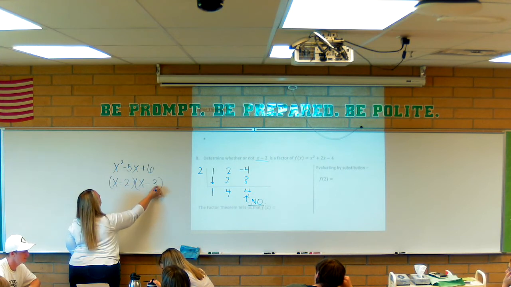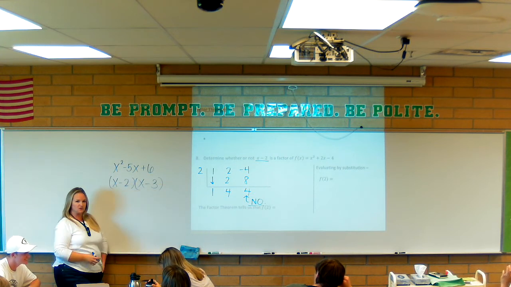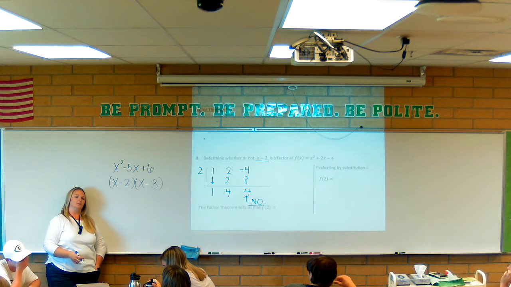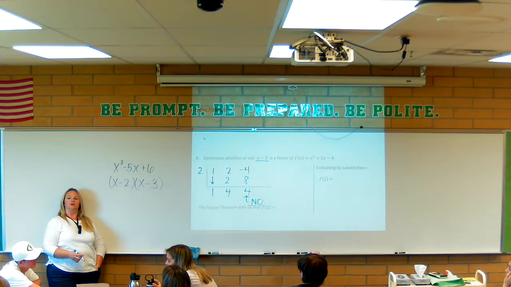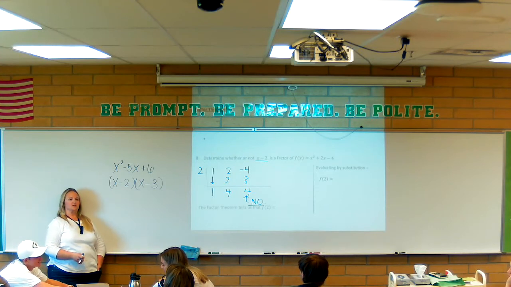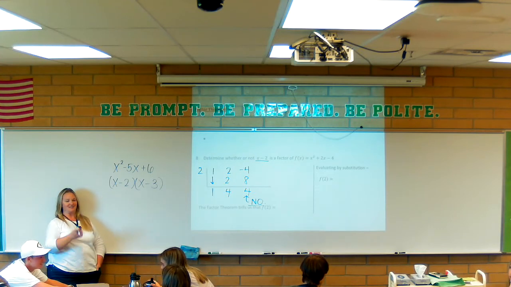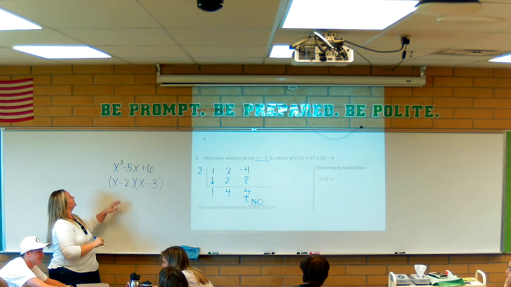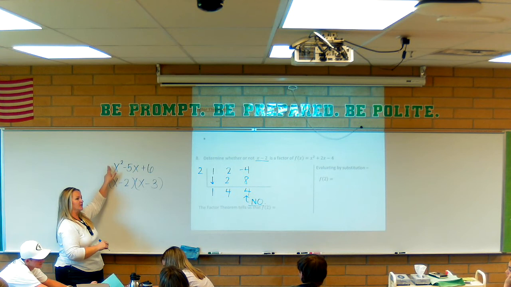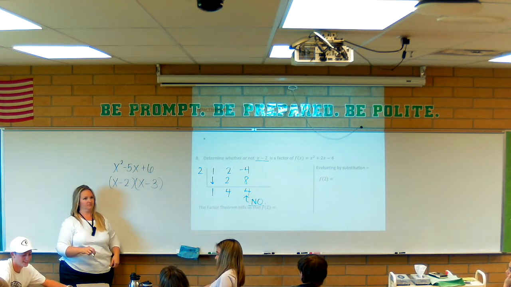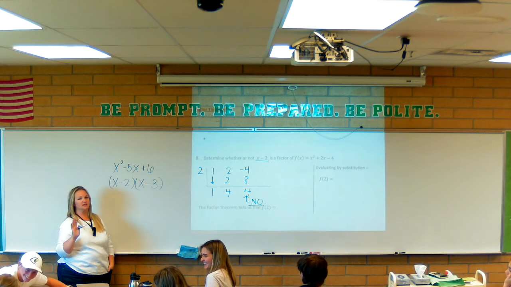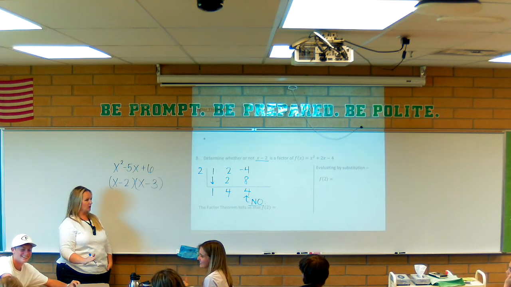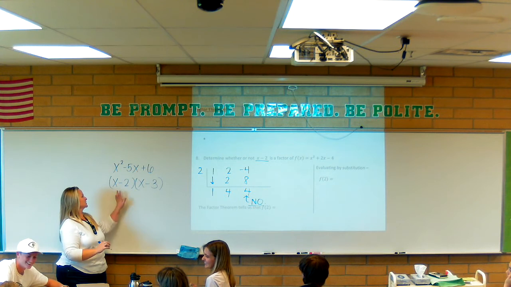-2, -3. Why? What do those two numbers do? They add up to -5. They also multiply to give me 6. It only works if there's a 1 right here. Otherwise, a times c has to happen. There are other ways to do it, but a times c is your go-to, this will always work process. This is a shortcut.